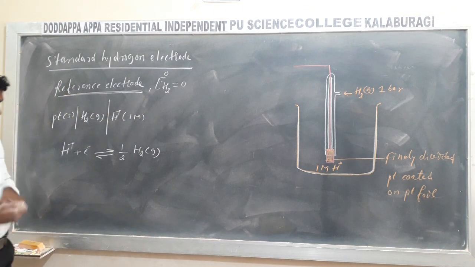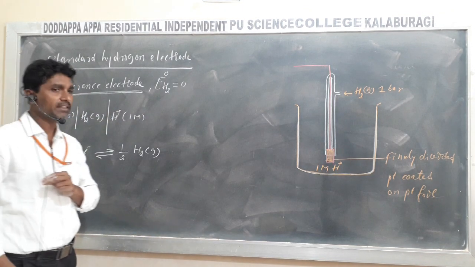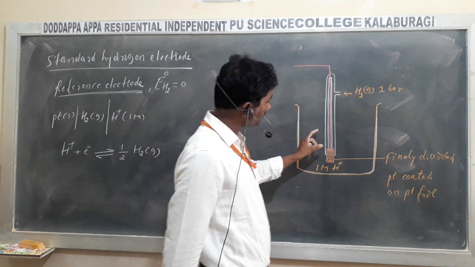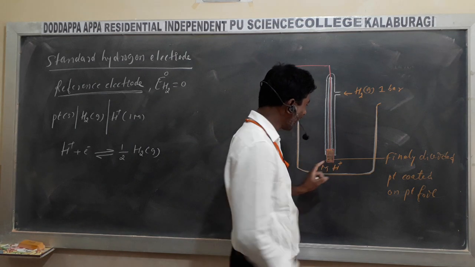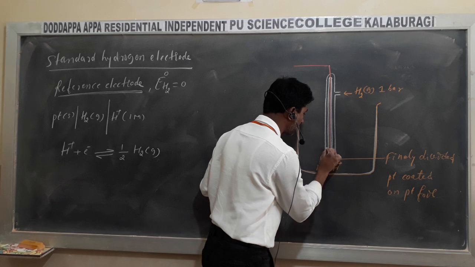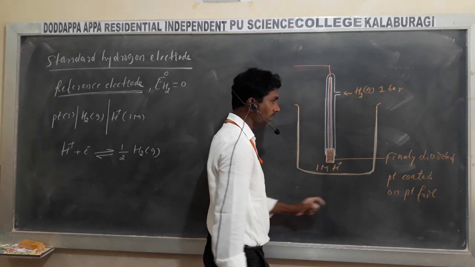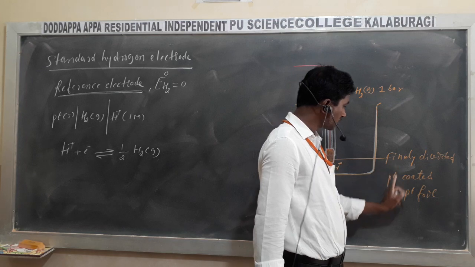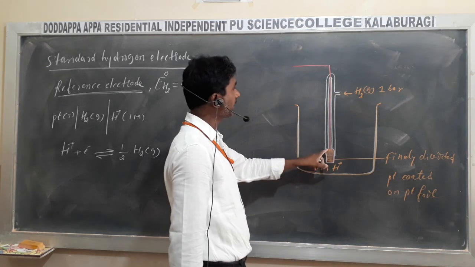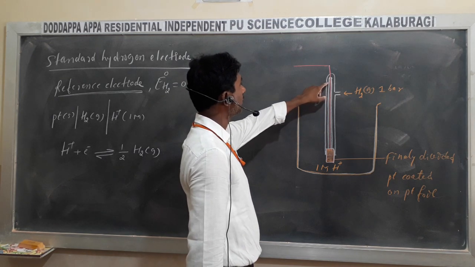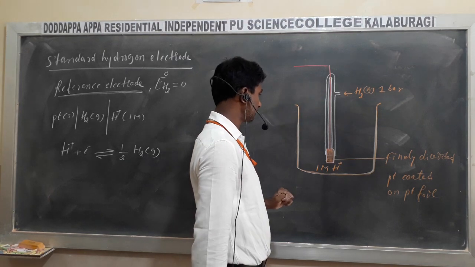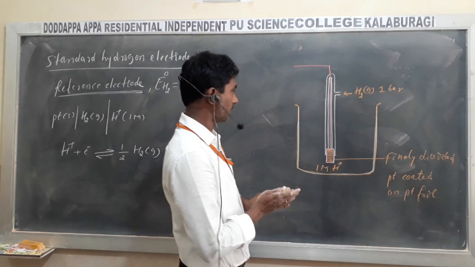So it is called the standard hydrogen electrode. In the examination, explain the construction and working of the standard hydrogen electrode. The standard hydrogen electrode consists of a rectangular platinum foil. This rectangular platinum foil is coated with platinum black, and it is sealed to a glass tube, and it is enclosed in a bell-shaped jar.